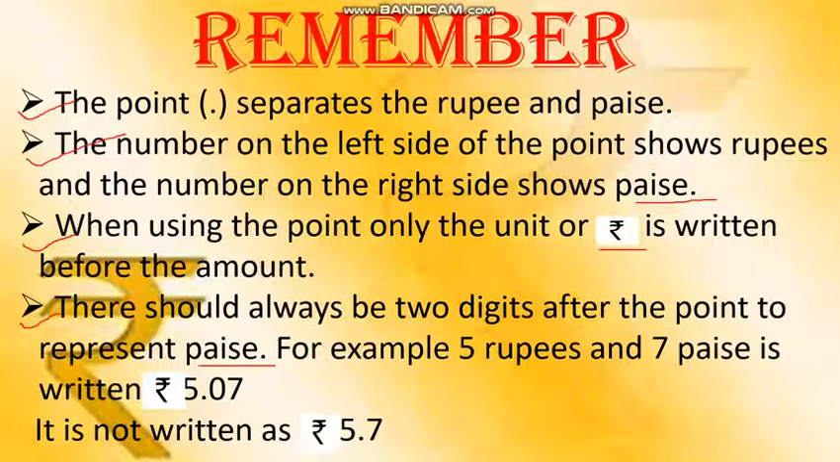For example, 5 rupees and 7 paise is written as rupee 5.07. It is not written as rupee 5.7.